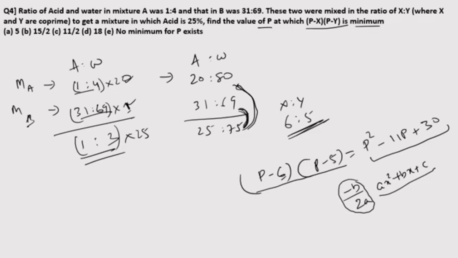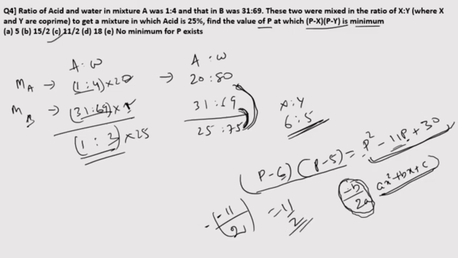So here the coefficient of p is what? Minus 11. Minus 11 by 1. So this has to be minus 11 by 2, because for ax square plus bx plus c, the minima point is minus b by 2a. So in this case, if you compare, minimum has to be minus 11 by 2 whole into minus, because this is minus b by 2a. So minus of minus 11, this is 11 by 2. Okay, so this has to be the answer, option C. I hope it is clear. Let's move to the next question.